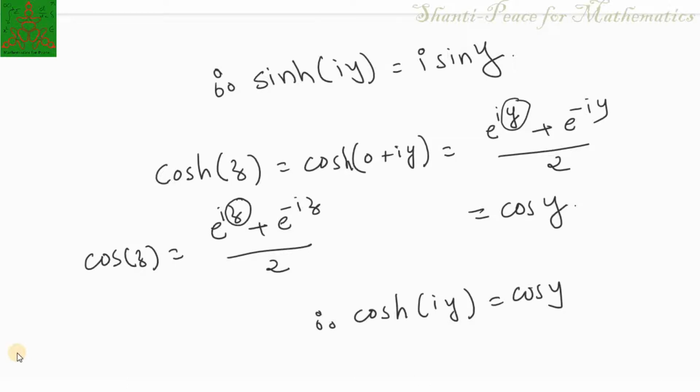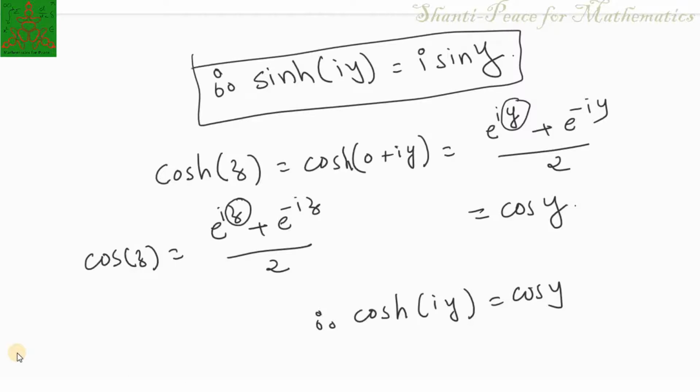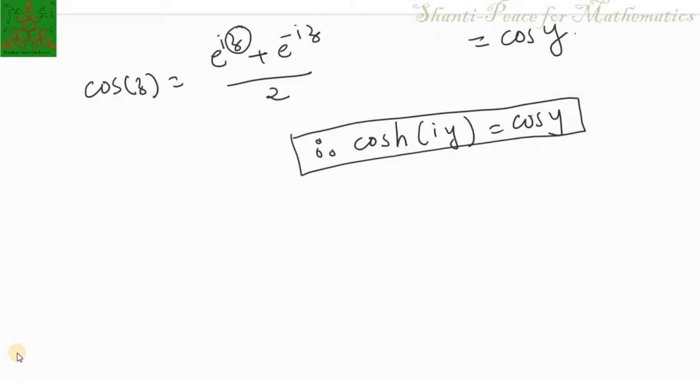So we'll have two identities here. It says that the first one is sine hyperbolic of iy is i sin y, and cos hyperbolic of iy is cos y. We'll use these identities later on. So now I'm doing the third property of this hyperbolic function.